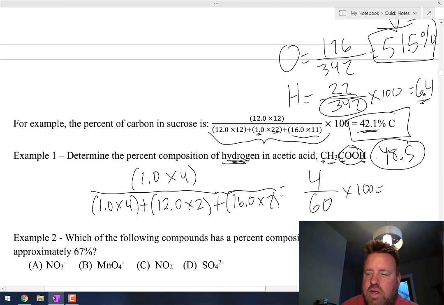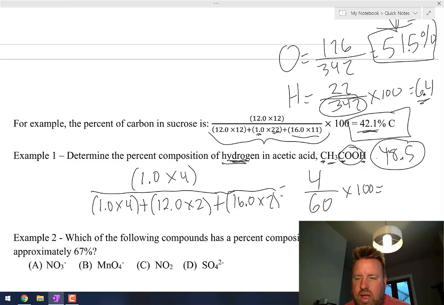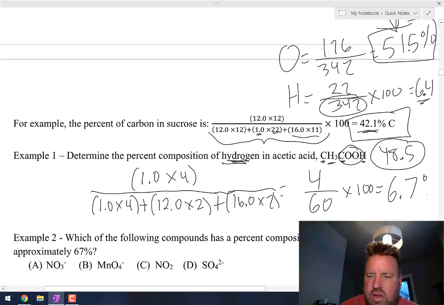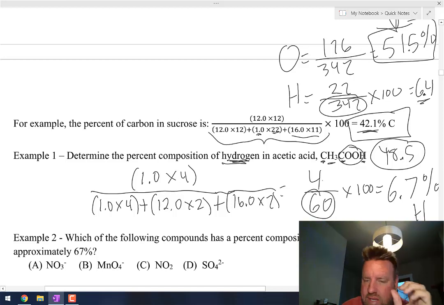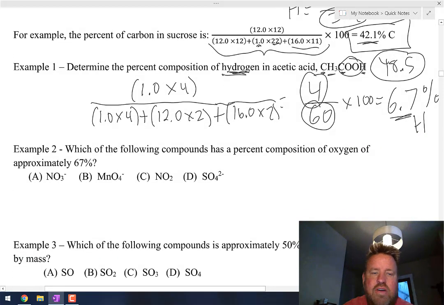So 4 divided by 60, and then we multiply by 100 to get a percent. 4 divided by 60 times 100 equals 6.7%, or 6.67%. And that is the percent by mass. So again, the mass of that molecule is 60 grams per mole, or 60 atomic mass units. And of that 60 grams per mole, 4 of those grams are due to hydrogen. And so therefore that is 6.7% hydrogen.